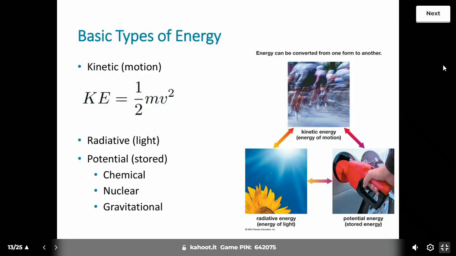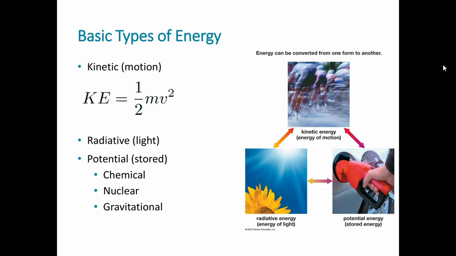So these are kind of the three types of energy that we'll talk about in this class. So we have kinetic energy, which is the energy of something moving. So KE, that's 1/2 mass times velocity squared. There's radiative energy, so that's the energy from light. We'll talk about light more in a few weeks, but the energy coming from the sun is in the form of light energy that hits the Earth.